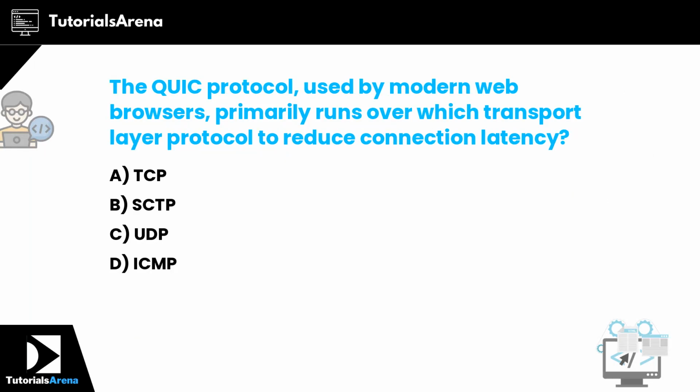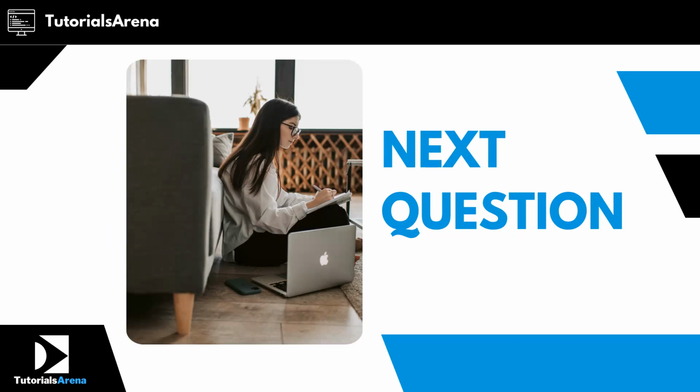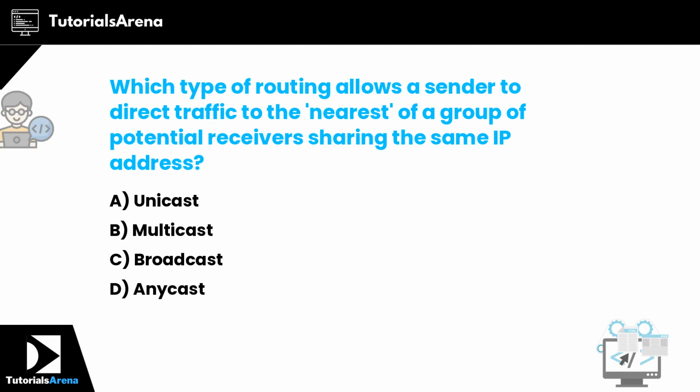The QUIC protocol, used by modern web browsers, primarily runs over which transport layer protocol to reduce connection latency? The correct answer is option C, UDP. Which type of routing allows a sender to direct traffic to the nearest of a group of potential receivers sharing the same IP address? The correct answer is option D, Anycast.